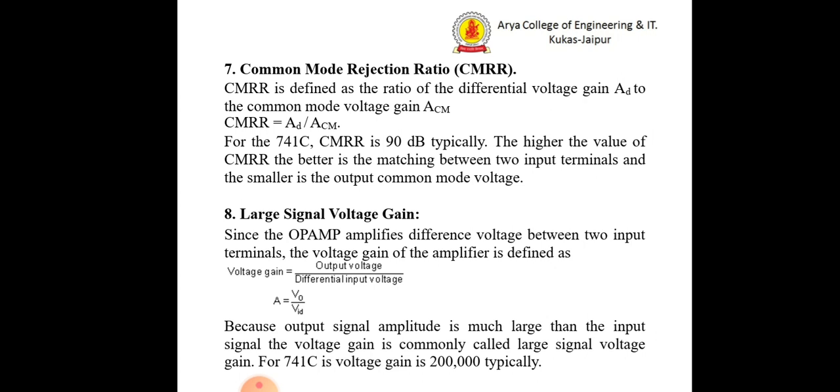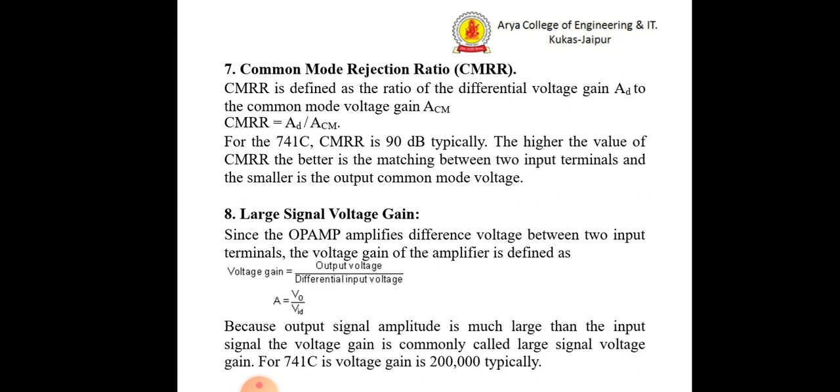Next is a very important parameter, the common mode rejection ratio, also known as CMRR. The CMRR is defined as the ratio of the differential voltage gain AD to the common mode voltage gain ACM. So we can write CMRR as AD upon ACM. For 741C, CMRR is 90 dB typically.